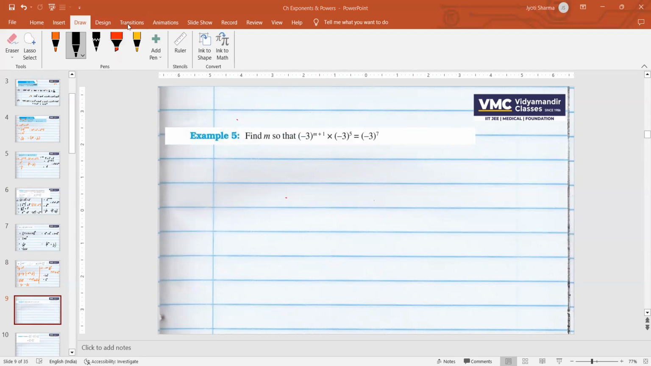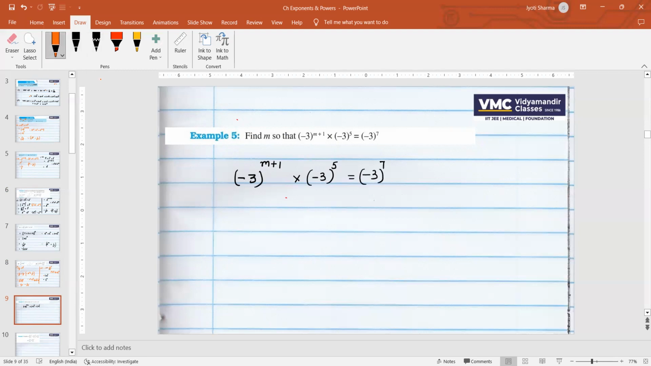This is a very important question. Maybe for 3 marks. This type of question can come in the exam. So in this, what we are supposed to do is find out the unknown value given in the power. By using the laws of exponent, we can do it.